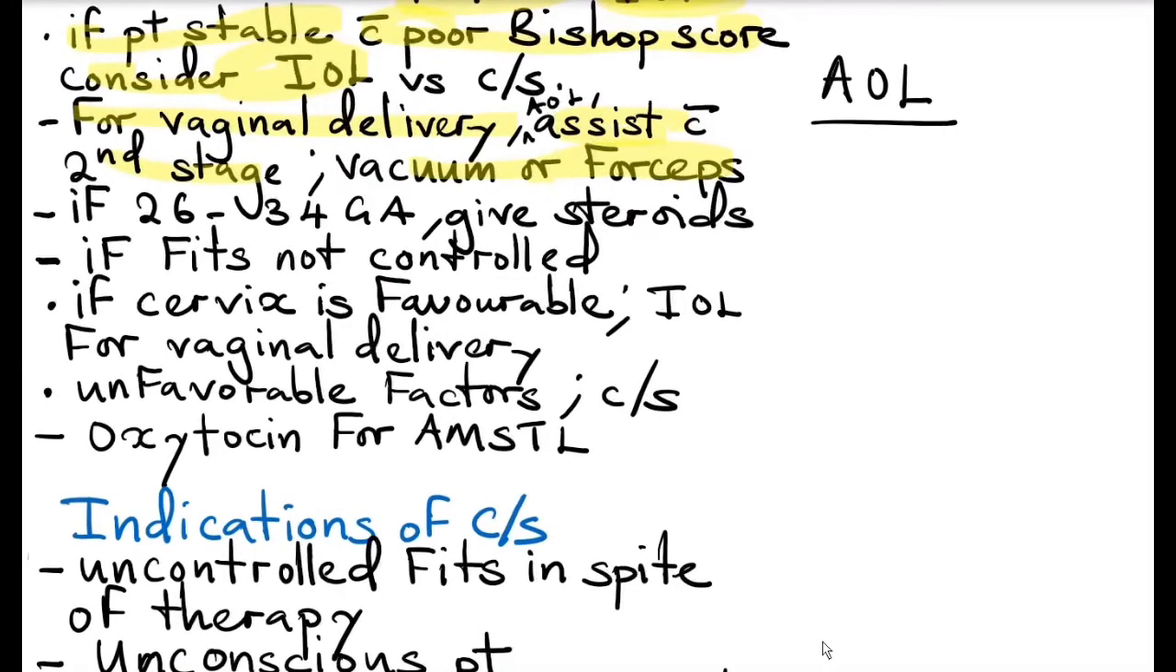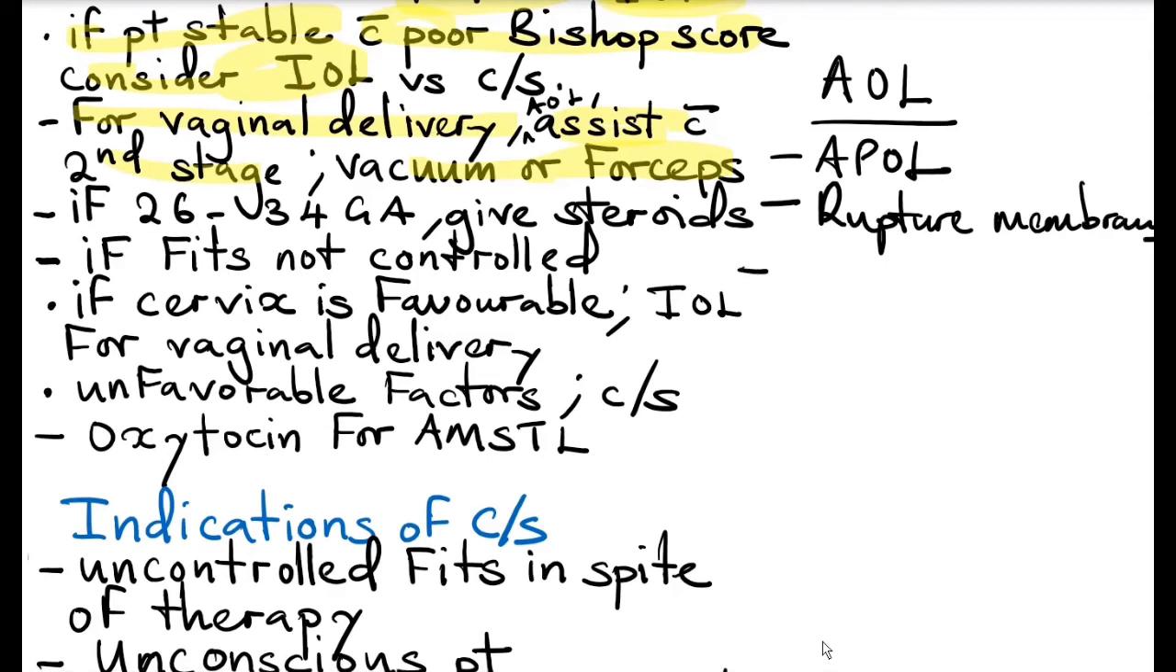So in the active phase of labor, this is when the cervix is 4 centimeters dilated to full dilatation, which is 10 centimeters, you rupture the membranes. This helps with descent of the baby. And you put them on low dose oxytocin, which helps with uterine contractions.